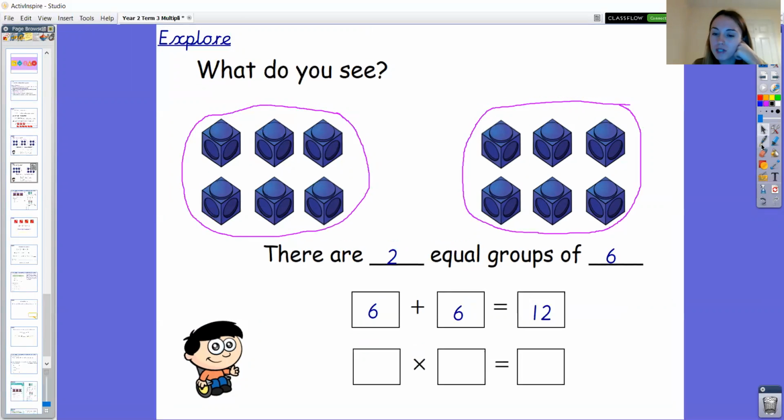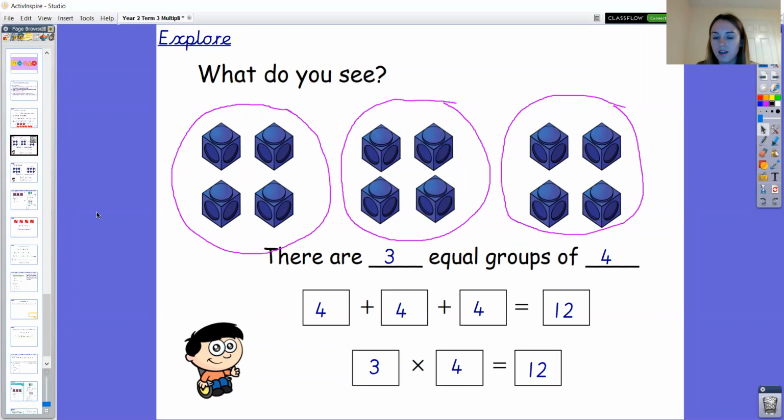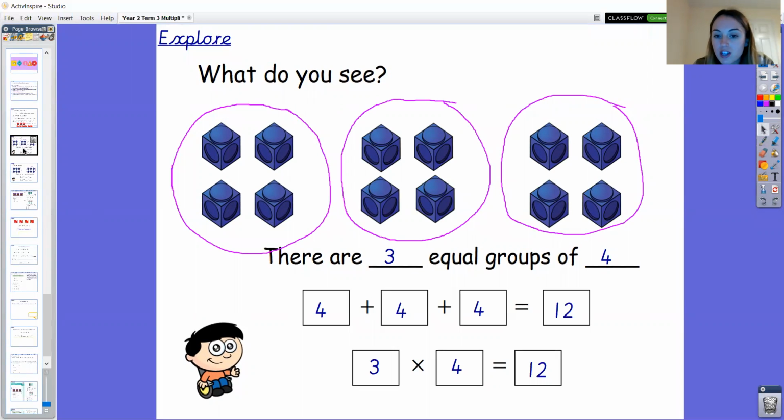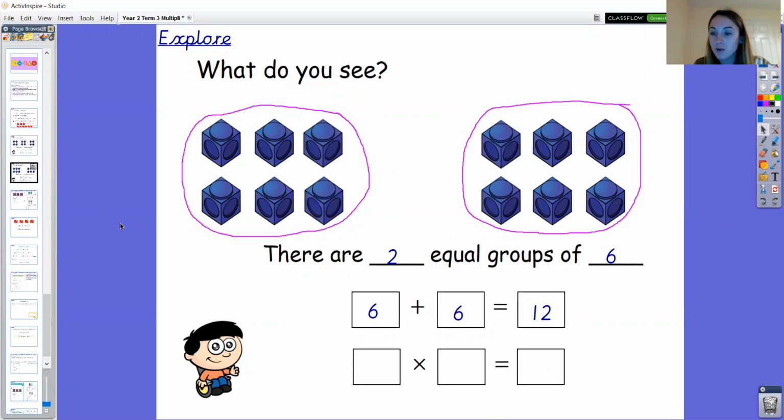Oh, what do you notice, Year 2? 6 add 6 equals 12. I'm just going to cast back your memory to our last Explore question. What do you notice? Well done. So the whole is the same for both these questions. There are 12 cubes altogether on both questions, but they have made equal groups differently. So in this first question, there are 3 equal groups of 4, which equals 12 cubes altogether. And in the question that we're exploring now, there are 2 equal groups of 6, which equals 12 cubes altogether.